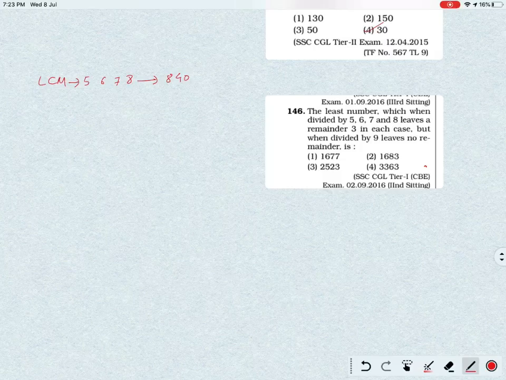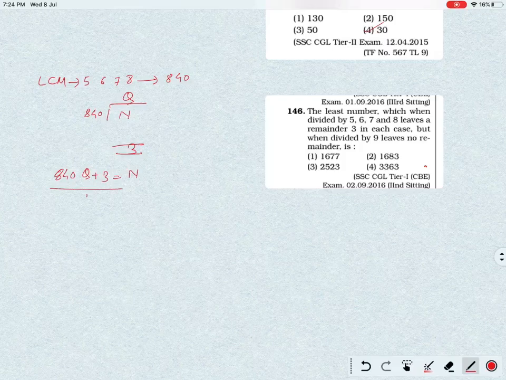Then 840, the number divided by 840. Let's say q is the quotient. What is the remainder? 3. So 840q plus 3 is the required number, and you are told that when it is divided by 9 it shall leave no remainder.